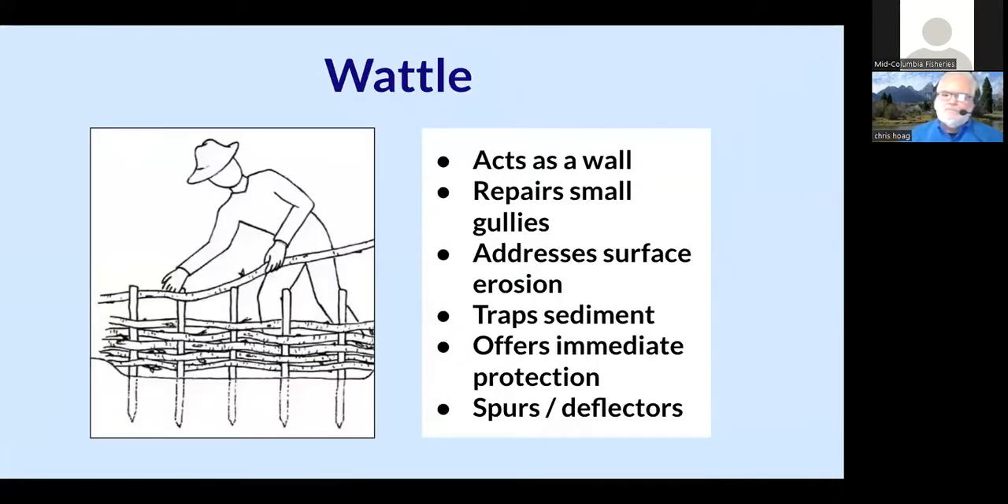Okay, we're going to breeze through wattles. Go ahead, Chris. So wattle is basically a woven wall. You can use it in a variety of different places. The beauty of it is that it traps sediments and offers immediate protection, and you can even use them as spurs or deflectors.